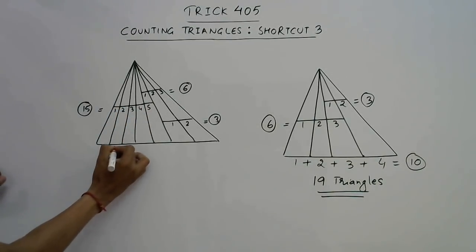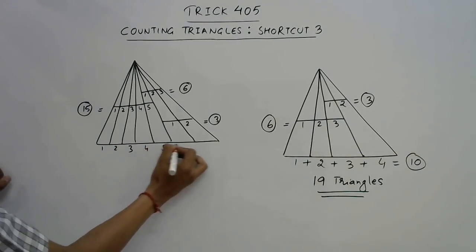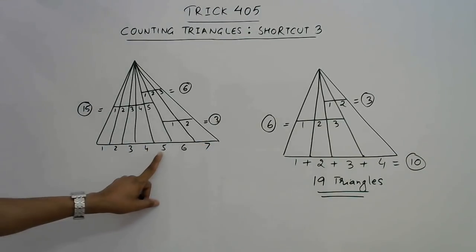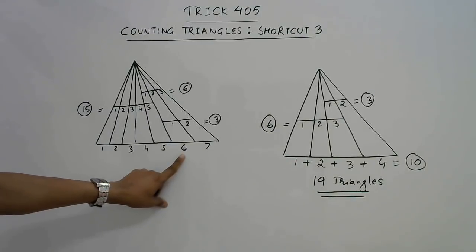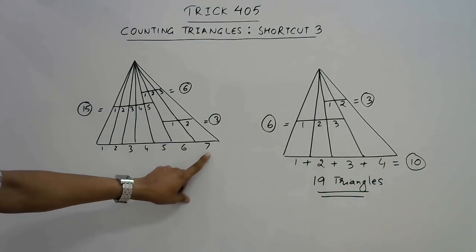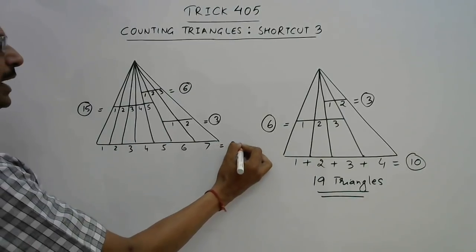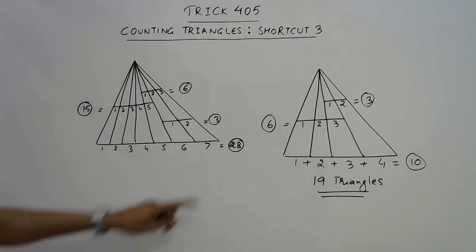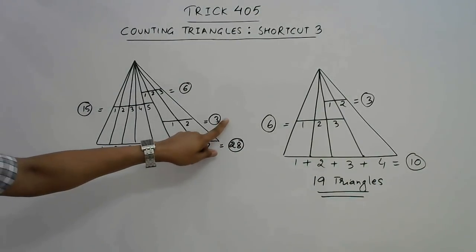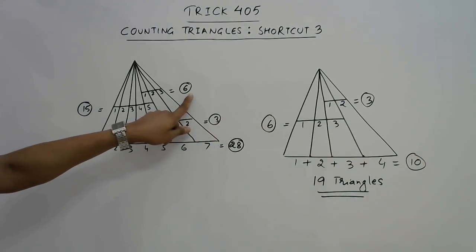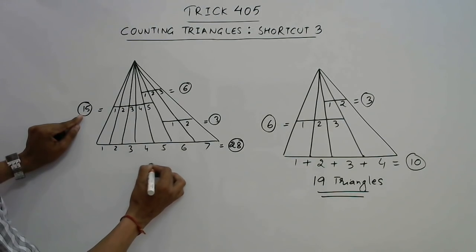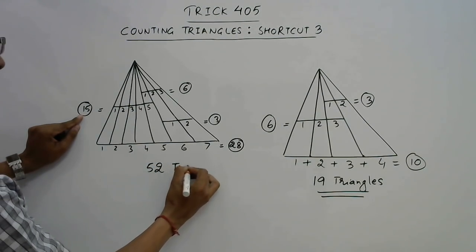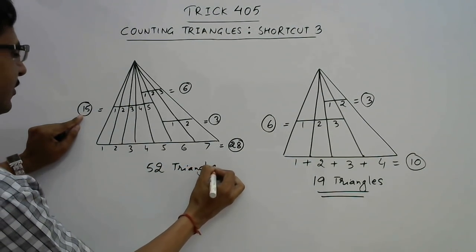And finally 1, 2, 3, 4, 5, 6, 7. So up to here it is 15. So 15 plus 6, 21. Plus 7, 28. Now you can add all the numbers. 28 plus 3, 31. Plus 6, 37. And 15, you get 52 triangles in this figure.